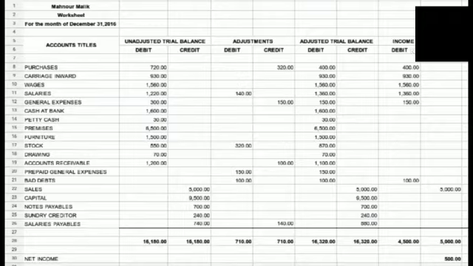So minus the credit and the debit. So 500 minus 450 is 500. So we have our net income of 500. So let's proceed to balance sheet.